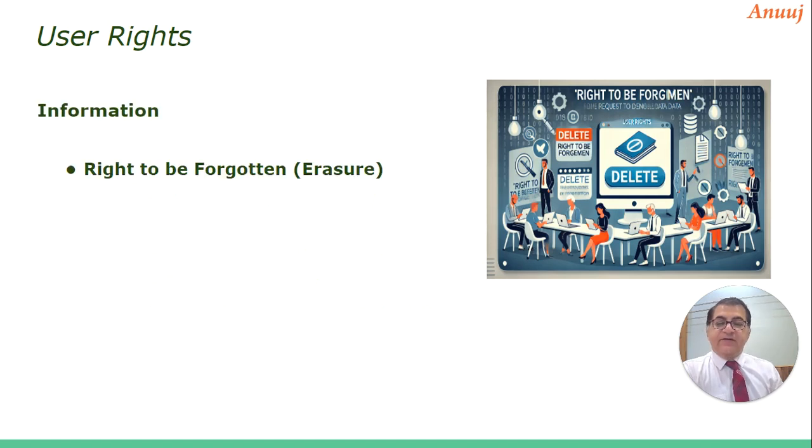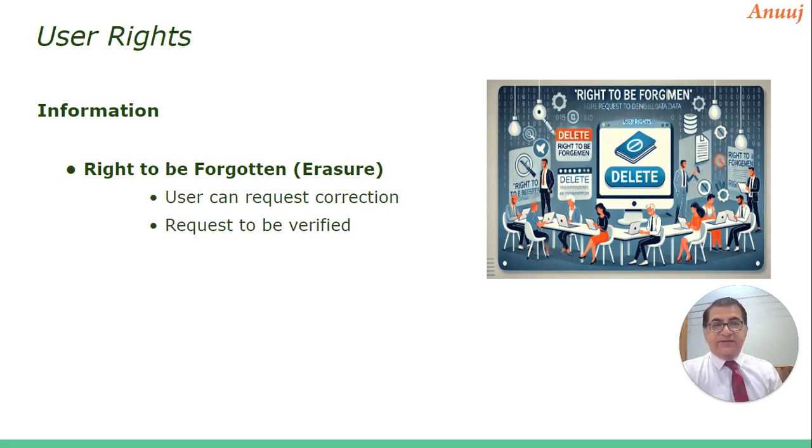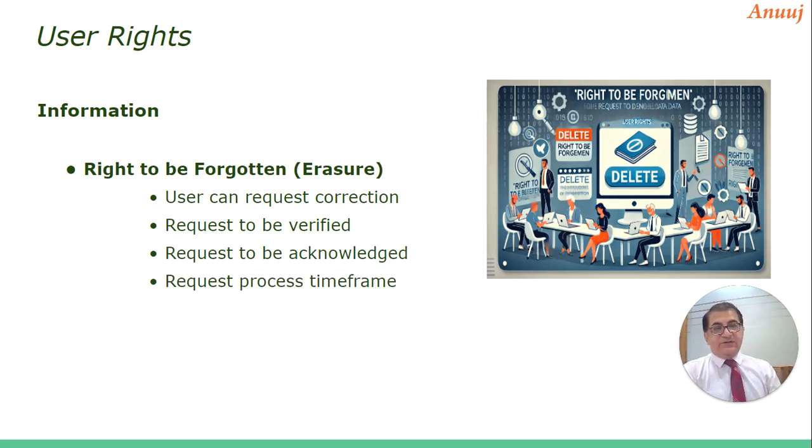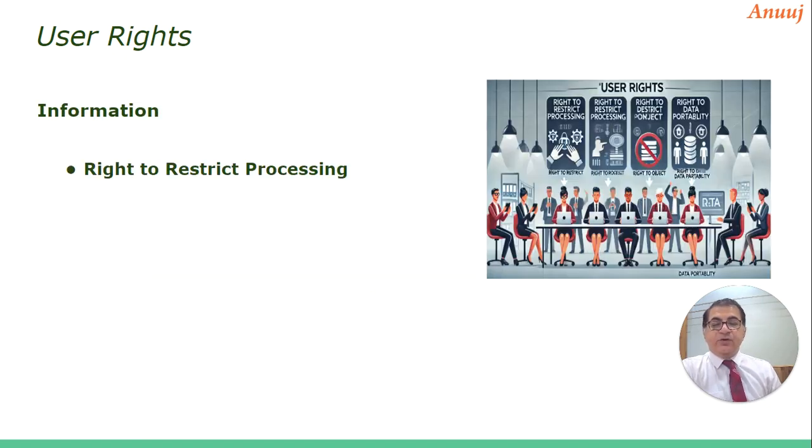The next thing is I have a right to be forgotten. So I can come back to you and say that I want you to erase my data. I need to invoke my right to be forgotten. Delete my data from your records. I don't want you to process my data any further. User can request a correction. It's almost the same as the right to rectification. I can come and request a correction. You need to verify. You need to acknowledge that you have received the request, process it within 30-45 days or whatever your compliance has defined as your period, and then you need to acknowledge that you have completed my request. The next right is the right to restrict processing.